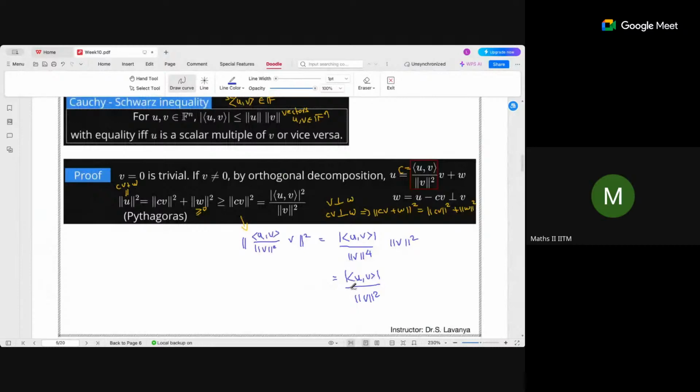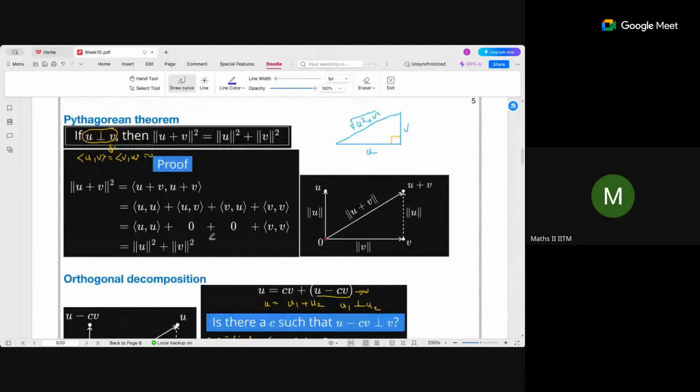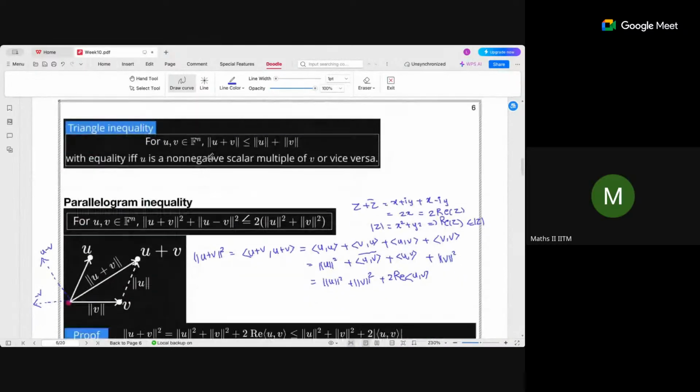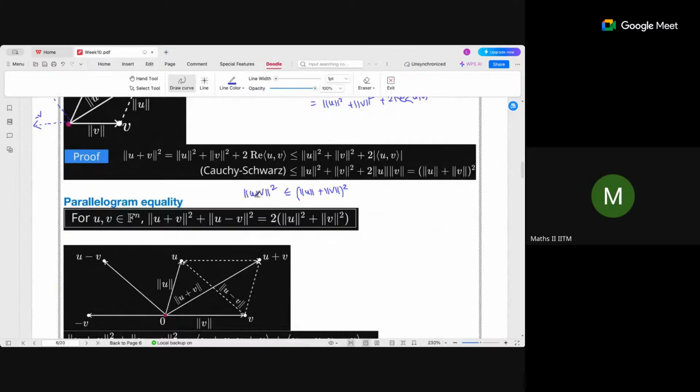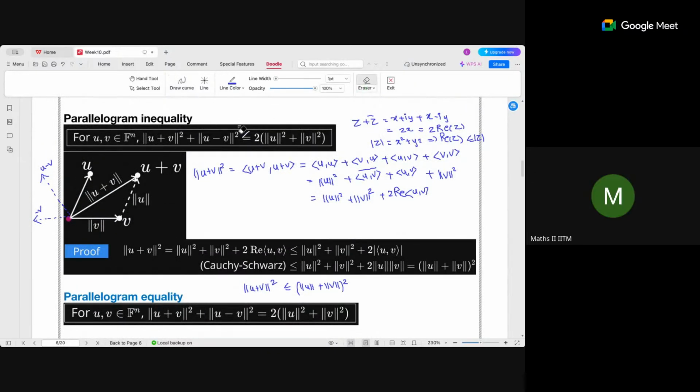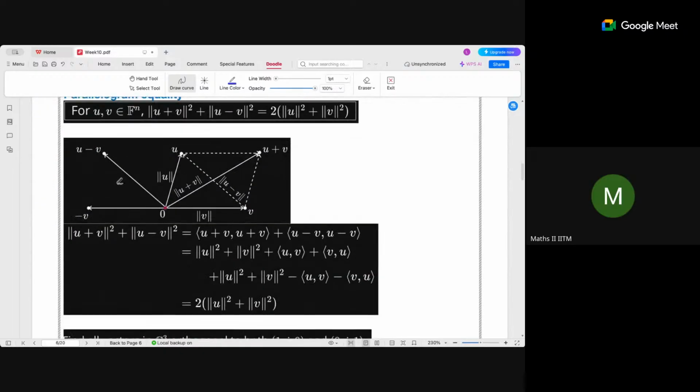Remember, when u and v are orthogonal, then they are equal. If they are not orthogonal, then this is what we are getting. They are not equal, we have an inequality. Okay, so the other identity we are having here is norm u plus v whole square plus norm u minus v whole square is equal to 2 times norm u square plus norm v square. So this is the parallelogram equality. I guess I mixed up the name here.